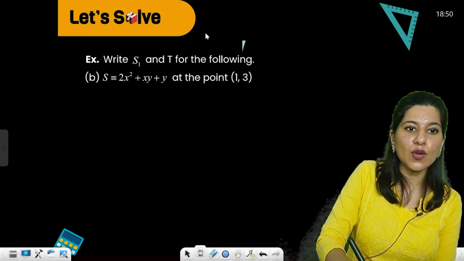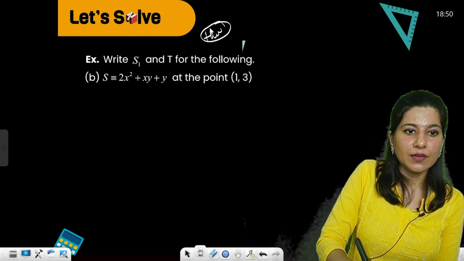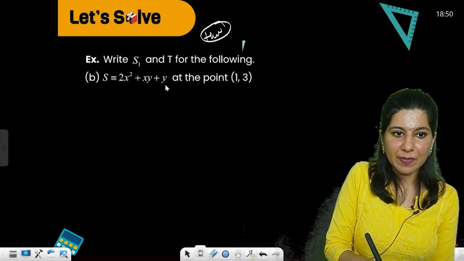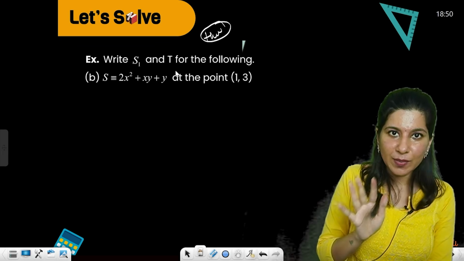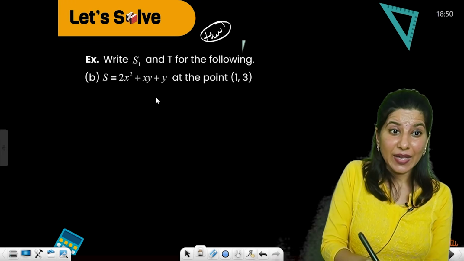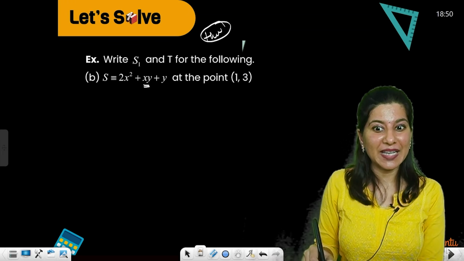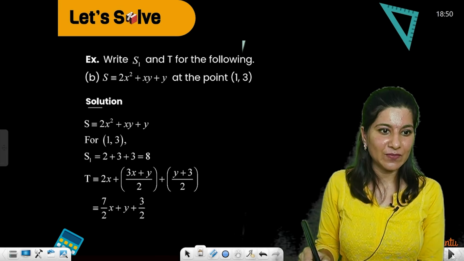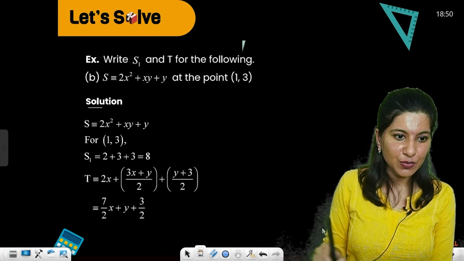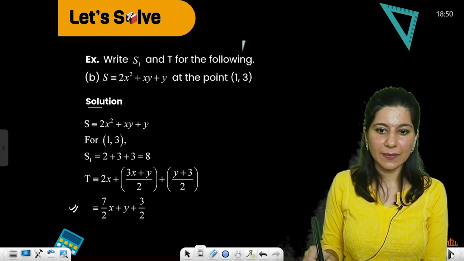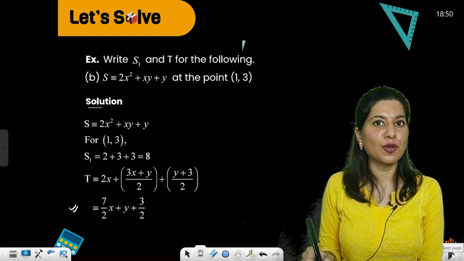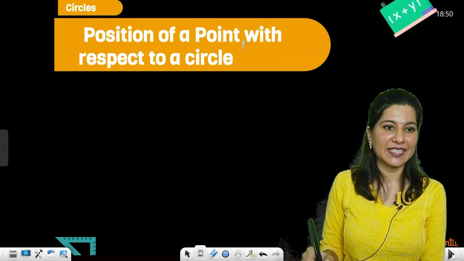Okay. Now this is the homework question for you. Again 2x square plus xy plus y. So for S1, you just have to plug in that point. For T, now the xy term is here, so you have to apply that xy1 plus yx1. The solution is already given to you, and you can just do it and check from the PDF or from the video itself.